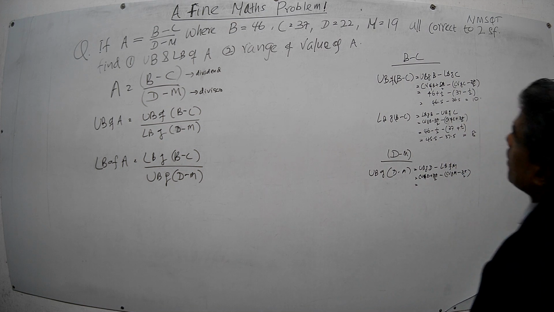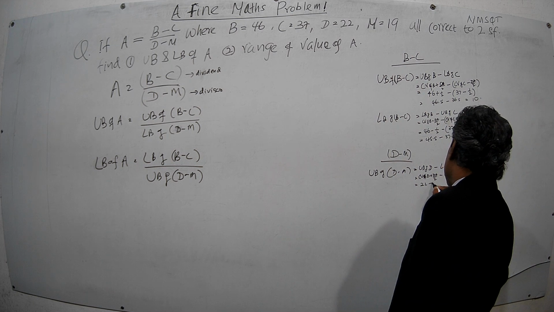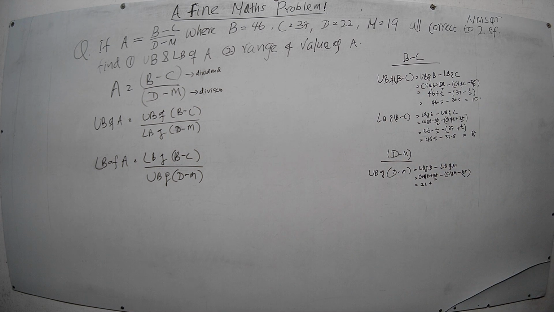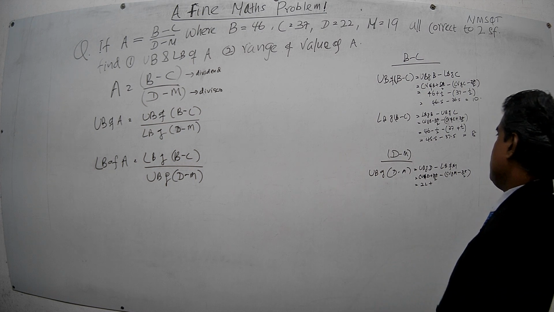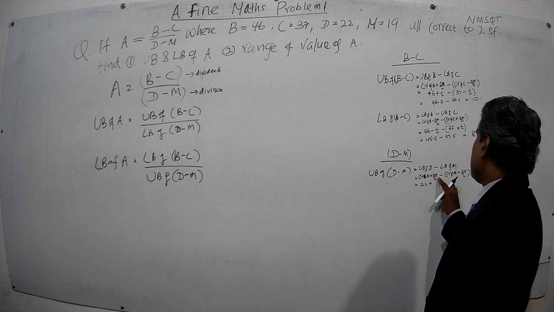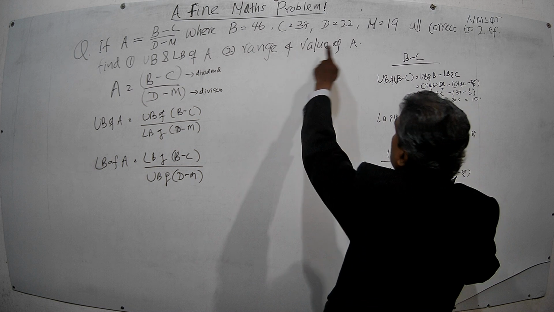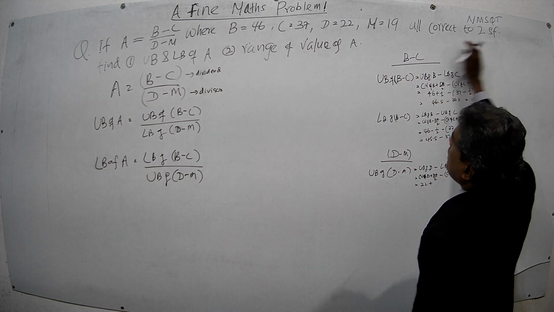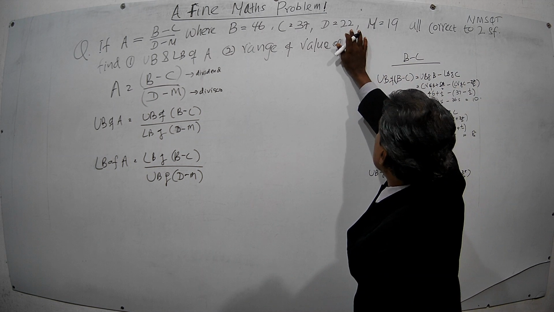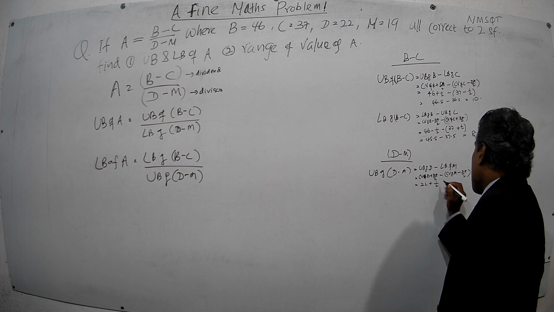The corrected value of d is 22, plus the degree of accuracy of d. It is correct to two significant figures, so the second significant figure is in the unit place. The degree of accuracy is 1, so 1 over 2 is applied in finding the upper bound and lower bound.